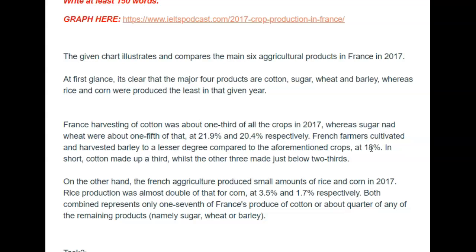Let's see. Fine. On the other hand, the French capital F, agriculture, the French agriculture produced small amounts of rice and corn in 2017. This is strange. You could have just gotten rid of the here. So, on the other hand, French agriculture produced small amounts of rice and corn in 2017. Rice production was almost double of that for corn. Well, there's a better way of saying this. Was almost double that of corn. Okay, at 3.5 and 1.7% respectively, both combined.